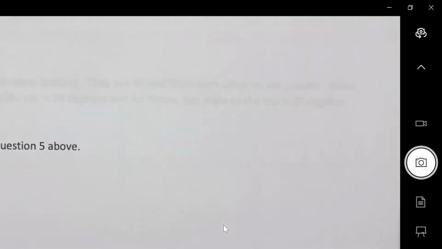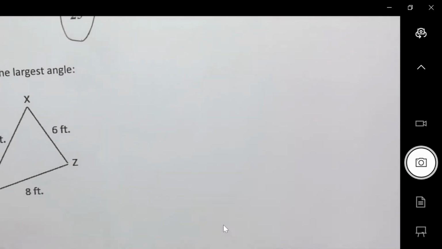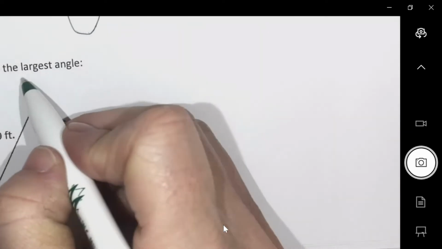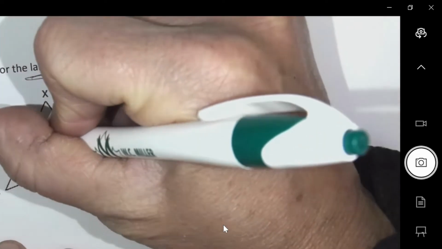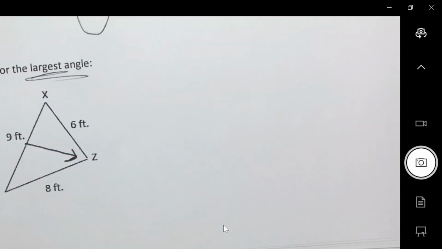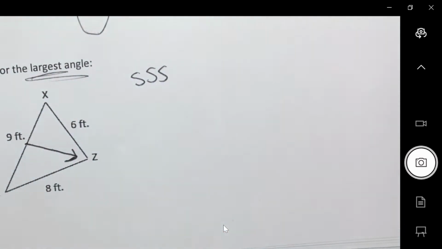Okay, last one on this page. Solve for the largest angle. So how do I even know which one is the largest angle? The largest angle will be located across from the largest side. Okay? The smallest angle is across from the smallest side, etc. Did you notice that we have a triple S? So we're using cosine law.